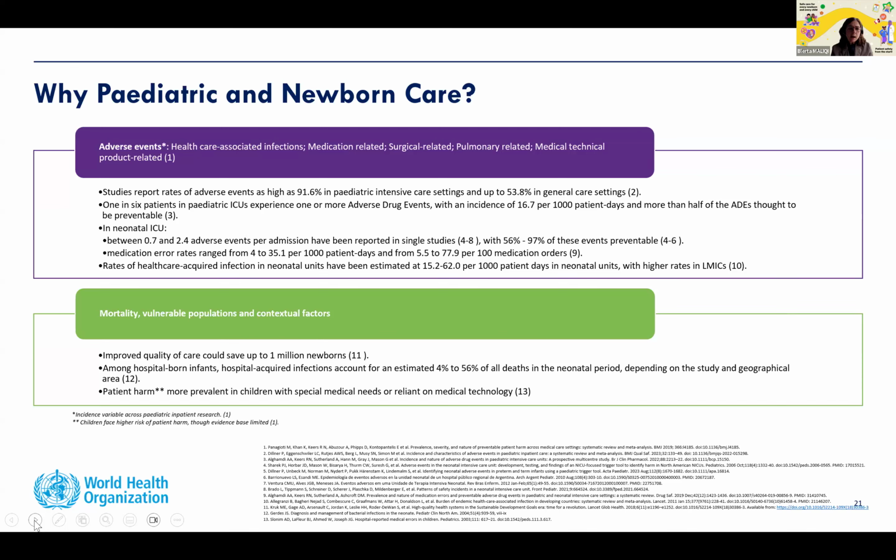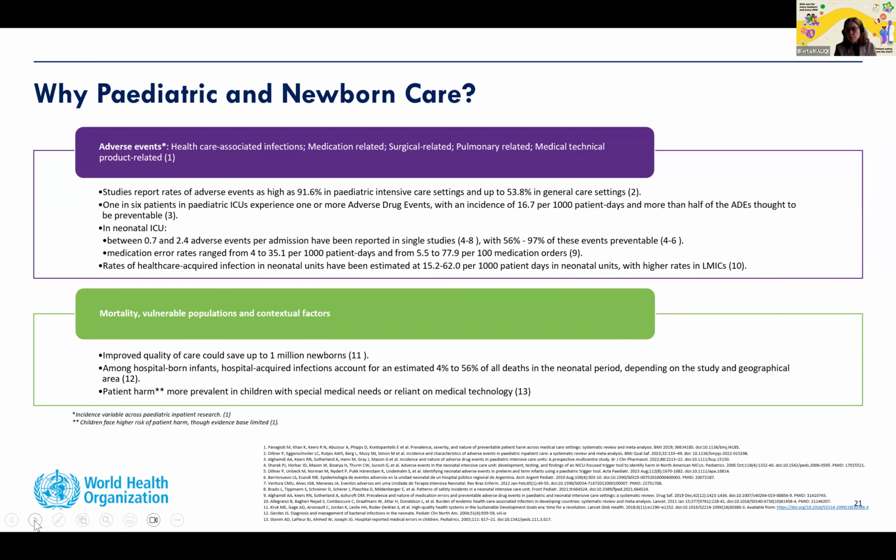So this is a very high impact in terms of health outcomes, length of stay, complications, and some of them ending in tragic outcomes. So we have really to pay attention to adverse events that are as a result of safety issues. 1 in 6 patients in pediatric ICUs experience one or more adverse drug events. So we even know a bit more about what is happening in ICUs, with an incidence of 16.7 per 1,000 patient days and more than half of adverse drug events are thought to be preventable.